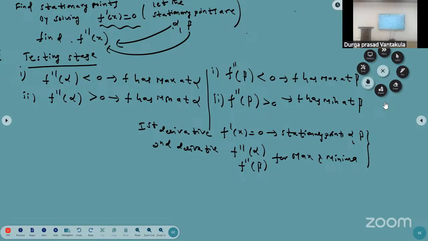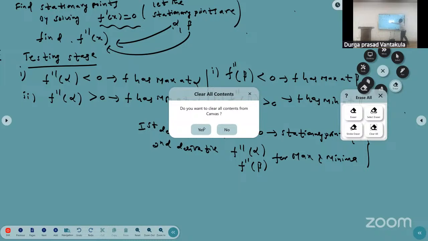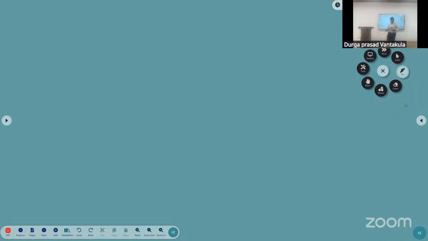First question. Find the maxima and minima for x cube minus 18x square plus 24x minus 7.